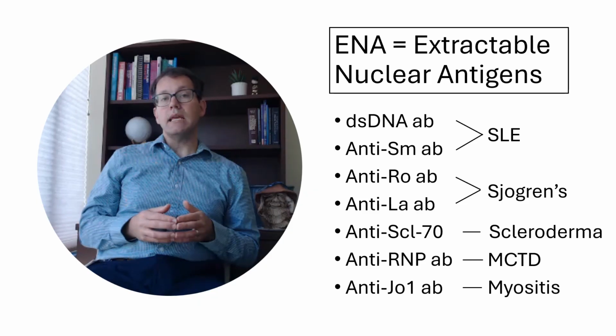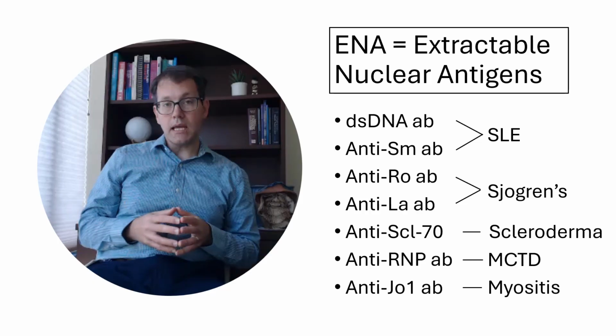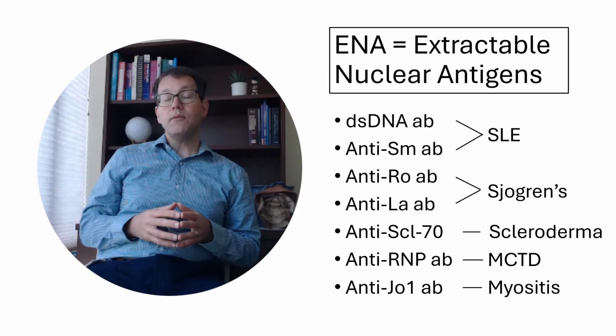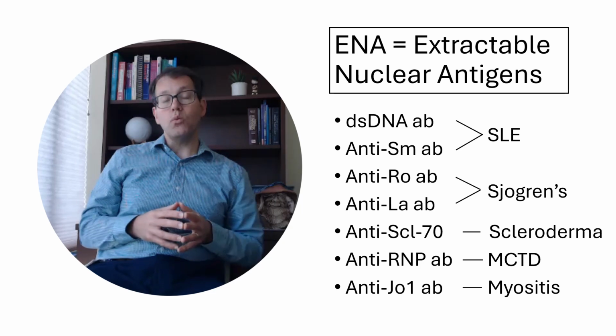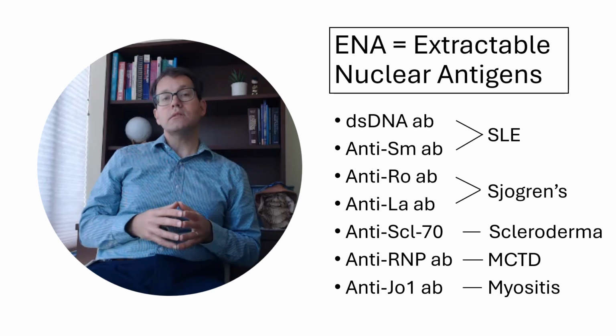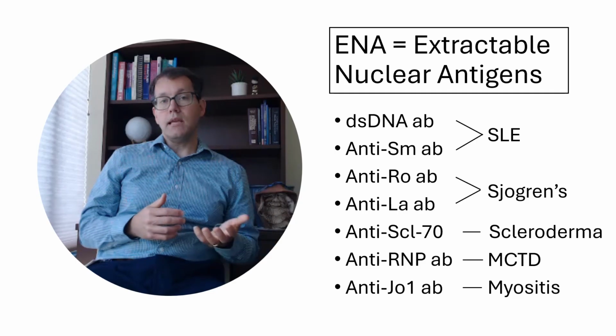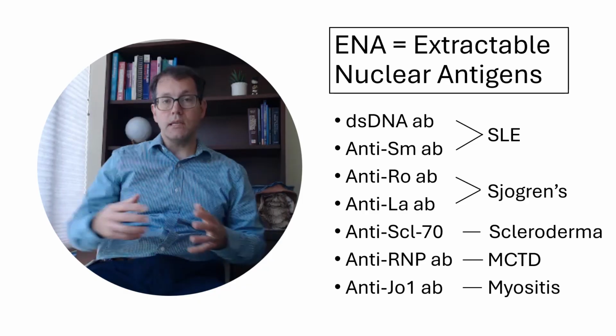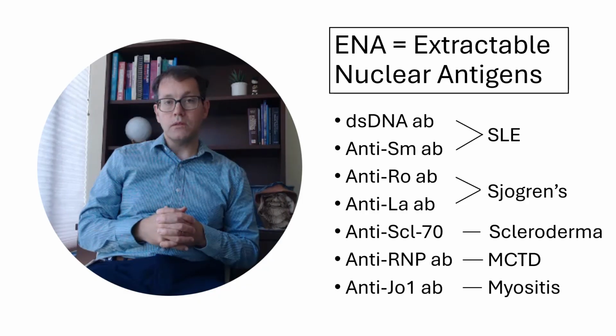If someone has an anti-RNP antibody, that has a strong association with mixed connective tissue disease. And if someone has an anti-Jo-1 antibody, that has a strong association with myositis. Now, importantly, these antibodies are not definitive, but they are helpful as you're trying to decide what particular autoimmune disease someone might have.